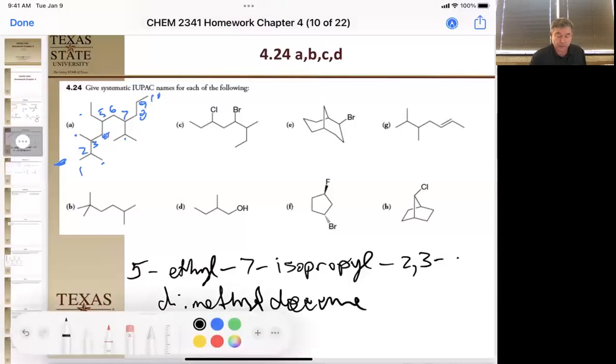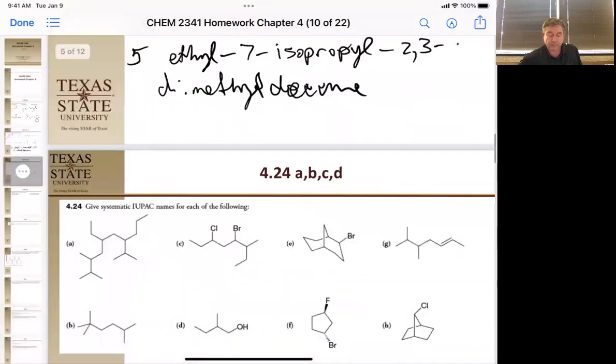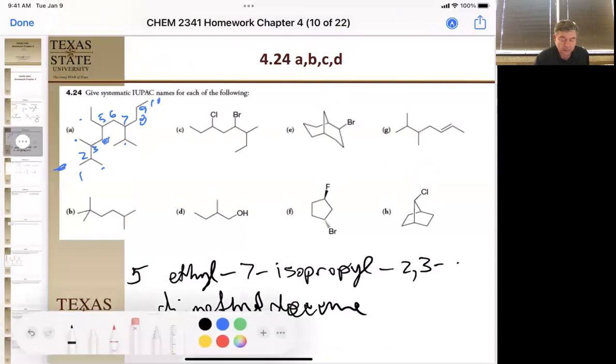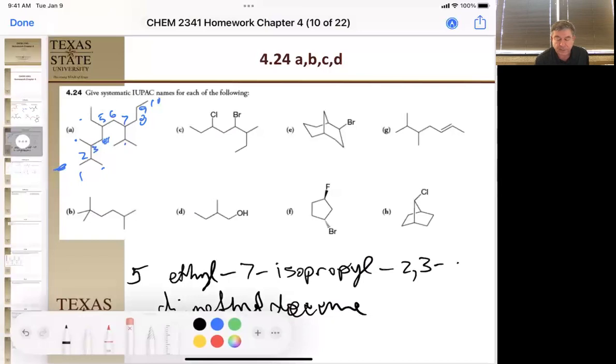All right, so let's do B now. Okay, so let's do B now. Let's see, where's our longest chain? Ooh, this is tricky because you want to say it's this one right here, but this only has 1 carbon and this has 2. So I think we have to have that little group sticking down the bottom as our main chain.